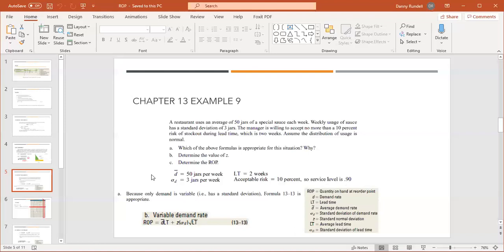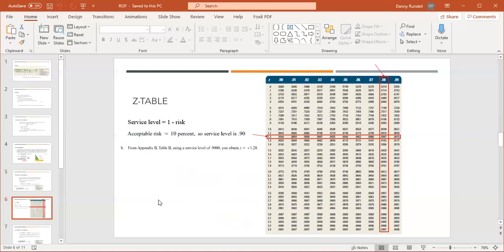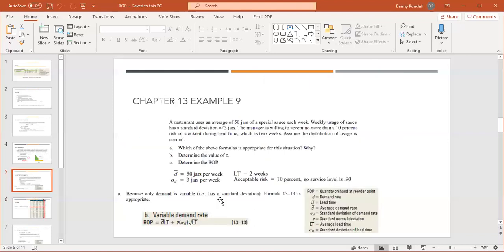So for part A, since only the demand is variable, in other words, it has a standard deviation, the formula for part B is appropriate. Okay, so that addresses part A here. Now let's look at what we need to do in order to find this Z.